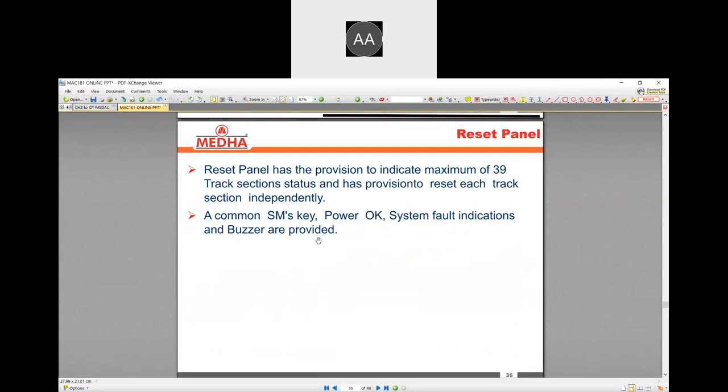Then in SM room, we'll be providing a reset panel, and the reset panel will have a provision to give information regarding all the 39 track section status, whether the particular section is occupied or free. And apart from that, reset option will be independently provided for each 39 section. Then a common key will be provided, that is SM, power OK, system failure indication, and buzzers are also provided in reset panel.